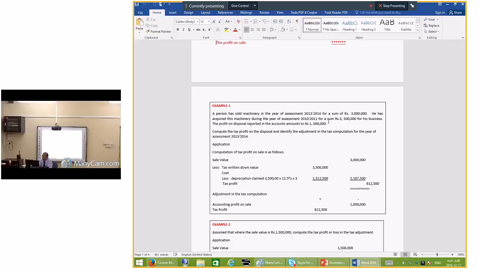For 3 years of assessment, that means they purchased it in 2010/11, so 10/11, 11/12, 12/13, that means they claimed for 3 years. Of the 3.5 million, at 12.5% they have claimed 1,312,500 as capital allowances.